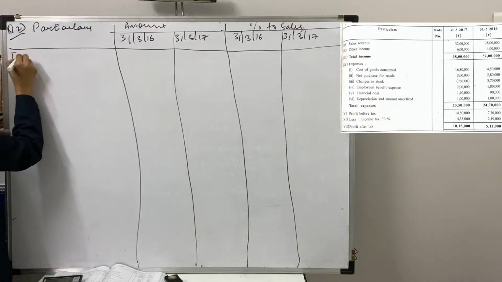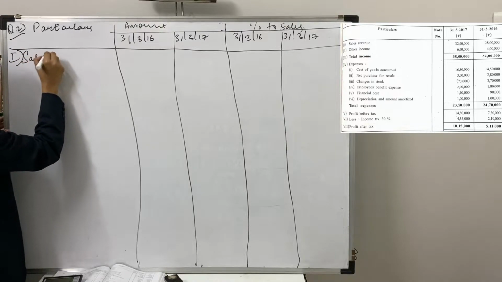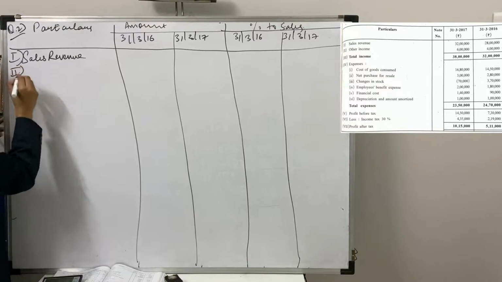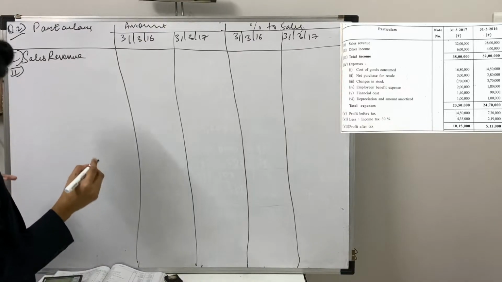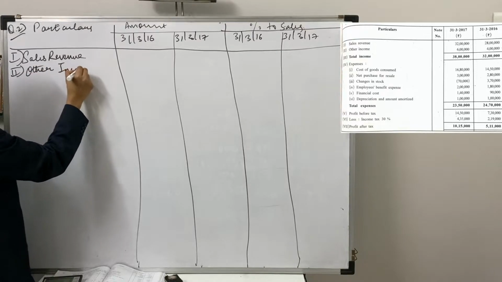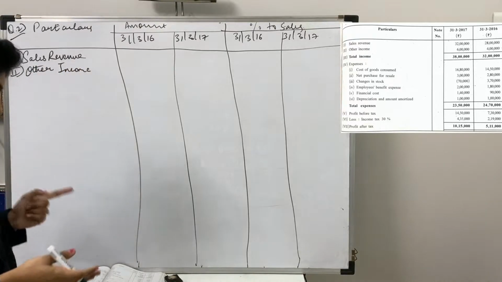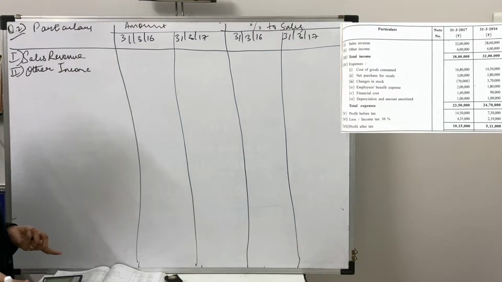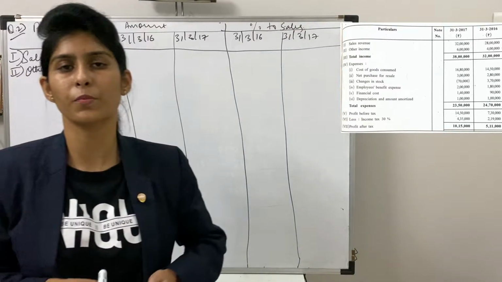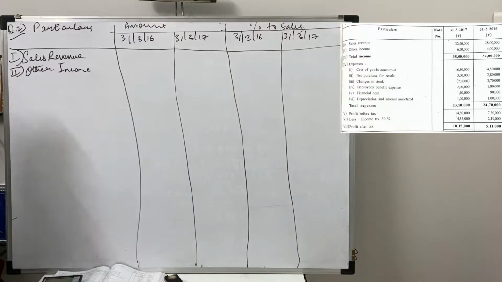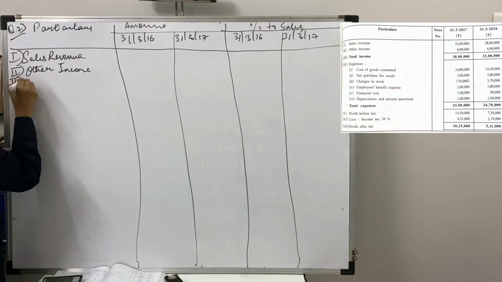First is your sales revenue. Next is your other income. Even in this question, we are not mentioning any kind of working note, so I will not prepare the second column note number. It's your choice whether to prepare a working note column or not. You can write it in the bracket itself. Third is your total income.